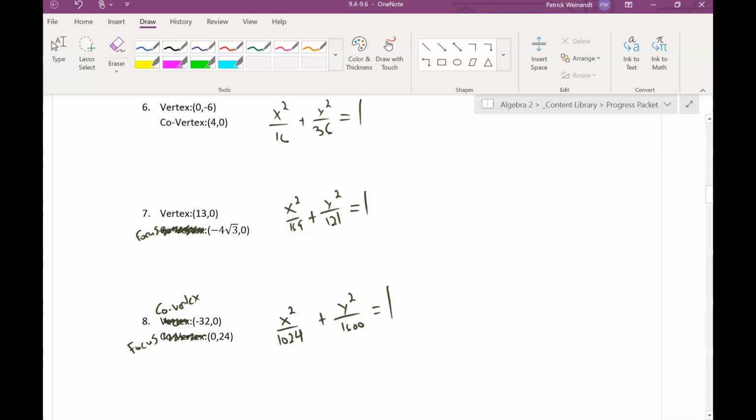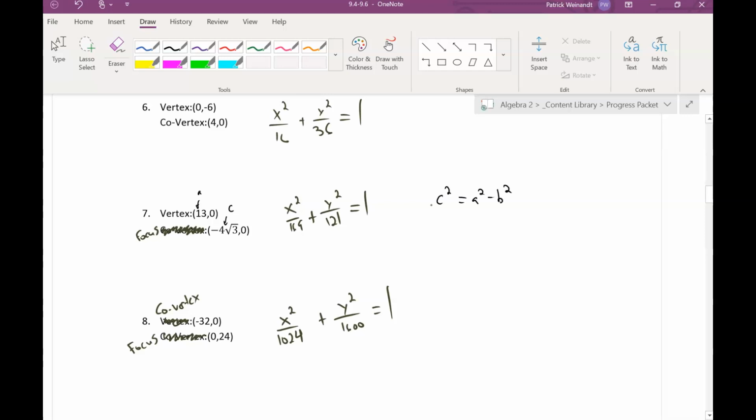Our vertex and our focus, we know that those lie on the same axis. And if you ever want to sketch a graph, you certainly can. This is going to be my a value. This is going to be my c value. And then you just use that relationship. We know c squared for an ellipse equals a squared minus b squared.